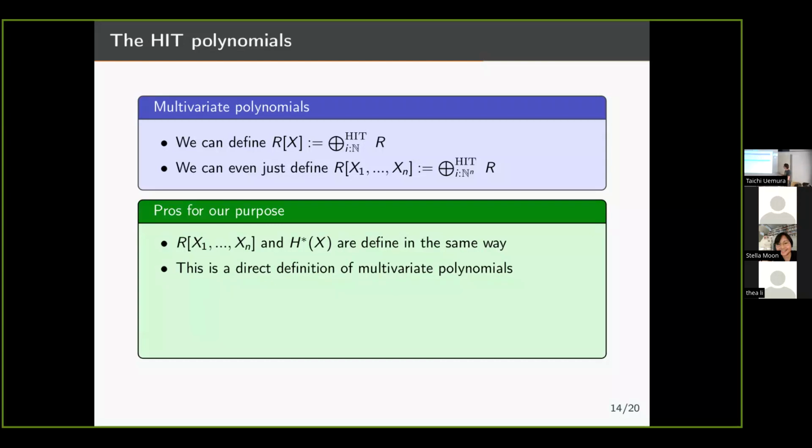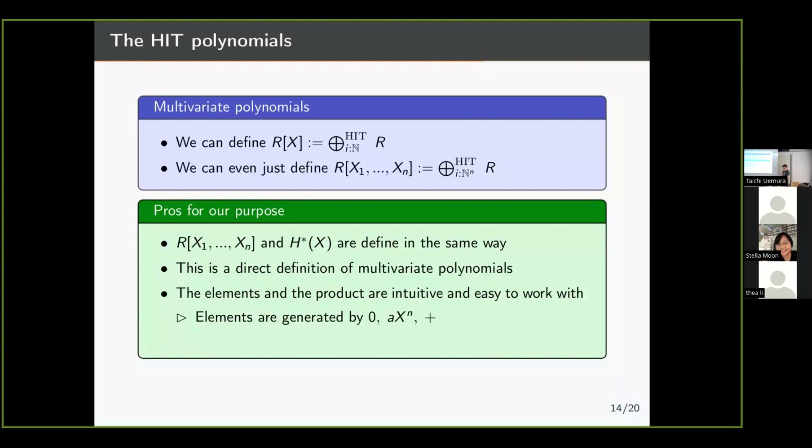Moreover, you have a very direct definition of the multivariate polynomial ring. It's not defined by iteration, as you may find in a lot of textbooks. And the best thing about that is that it's actually intuitive. Basically, the elements are 0, a x to the power n, which is basically the base constructor that we had before, and plus, and the product is just generated by the usual equation for polynomials.